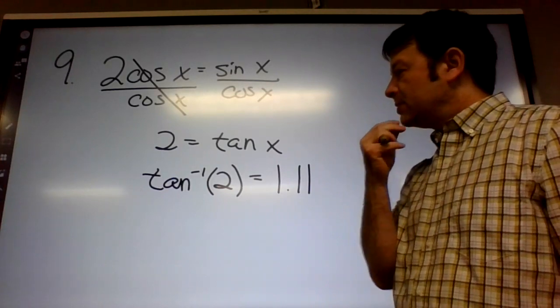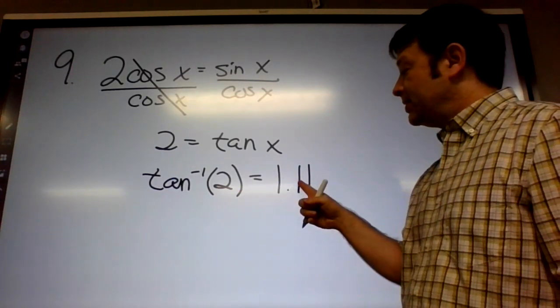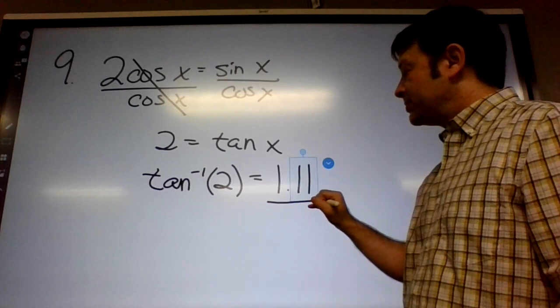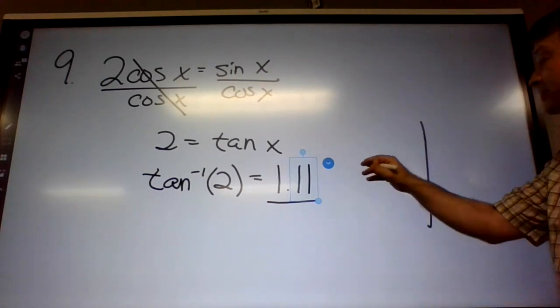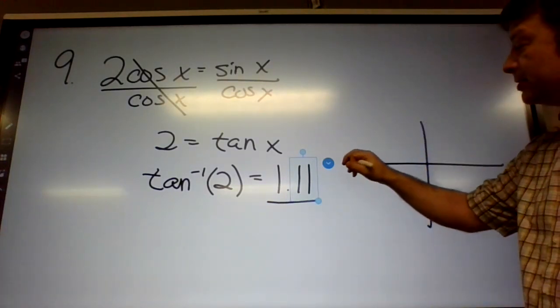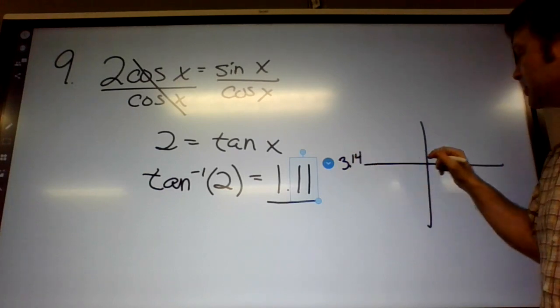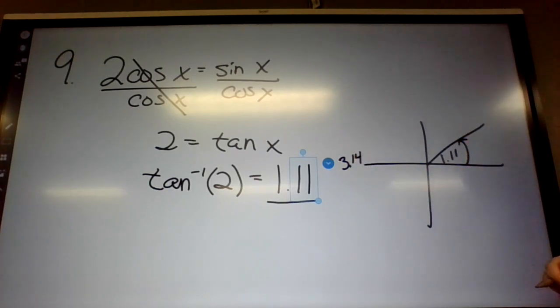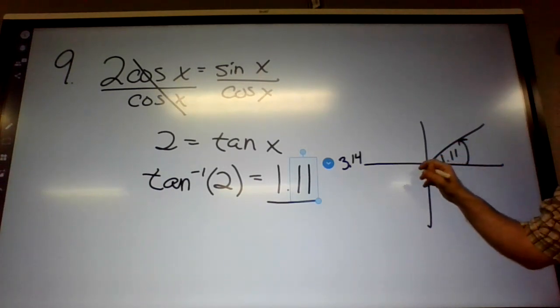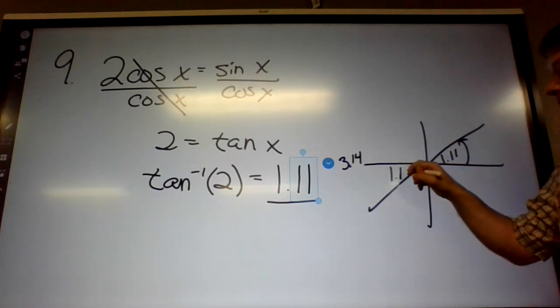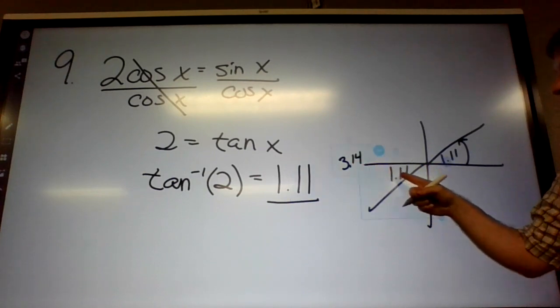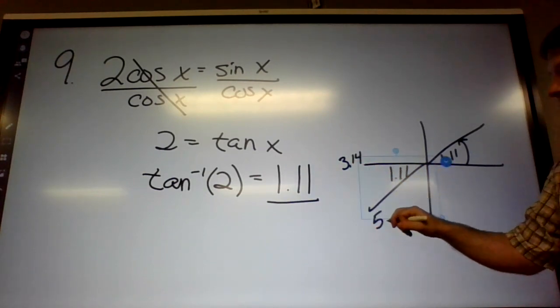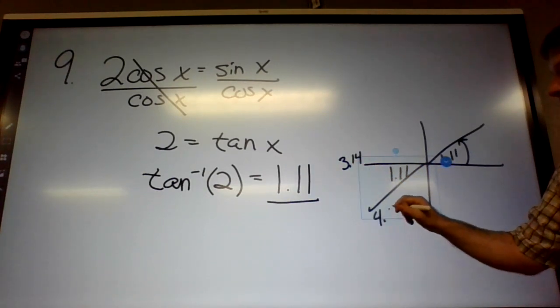Okay. Tangent is positive in the first quadrant, which this is the first quadrant. And it's also positive in the third quadrant. So this would be like the reference angle basically. It's the first quadrant angle. It's how far it is from the x-axis. So to find the third quadrant angle, you would do that plus that. 4.25.